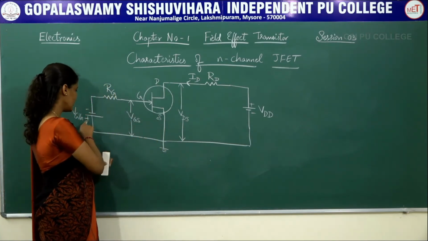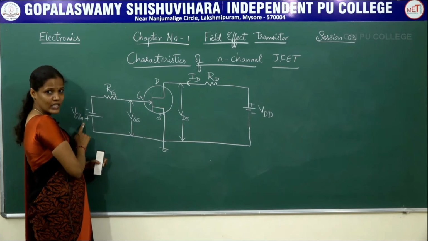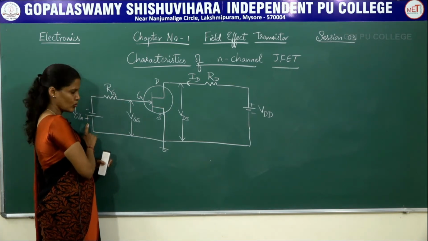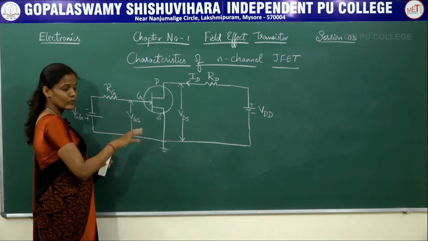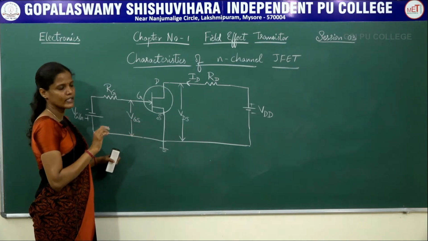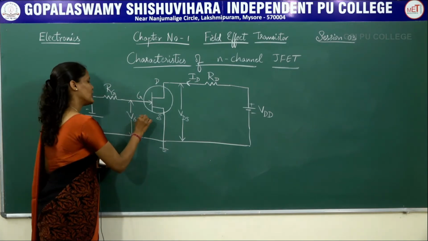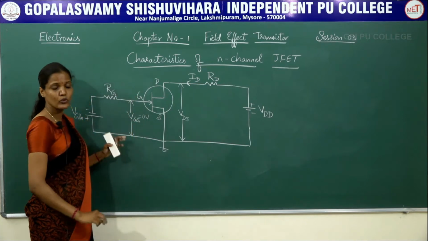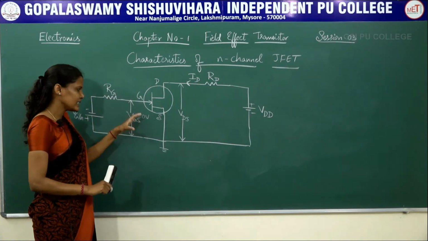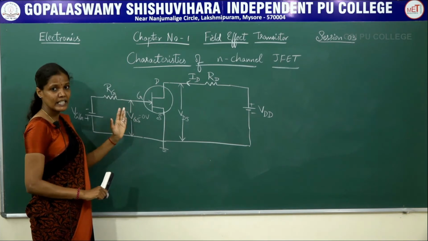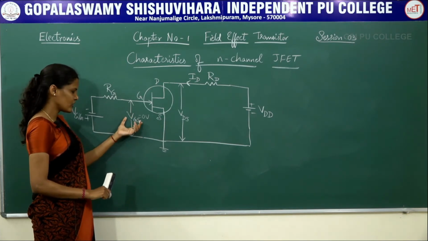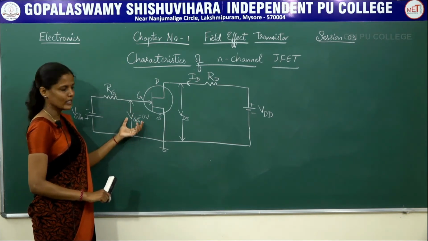So what we are going to do, we are going to vary this VGG, this source voltage, such that this VGS will be maintained at some constant value. Initially, let VGS be set to 0 volts. If there are any variations, I am going to make sure that this voltmeter will be showing 0 volts.